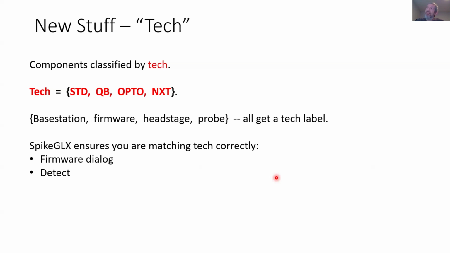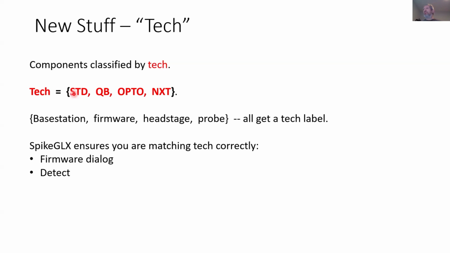Also, going forward, IMEC wants some freedom to do a little bit different stuff with different kinds of hardware under the hood. So this is something you don't really have to worry about, but there might be more references to this as we go forward, especially as Opto and NXT come out, that there's a little bit of differences in the hardware. And so hardware is going to get labeled by something that I'm calling tech. And tech comes in three flavors.